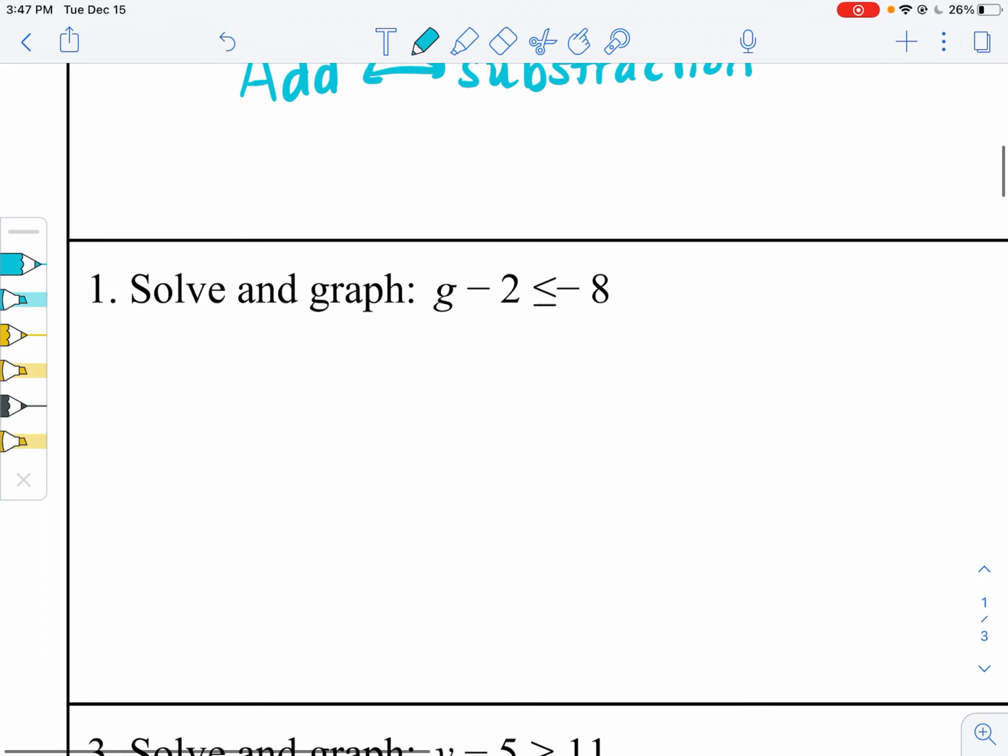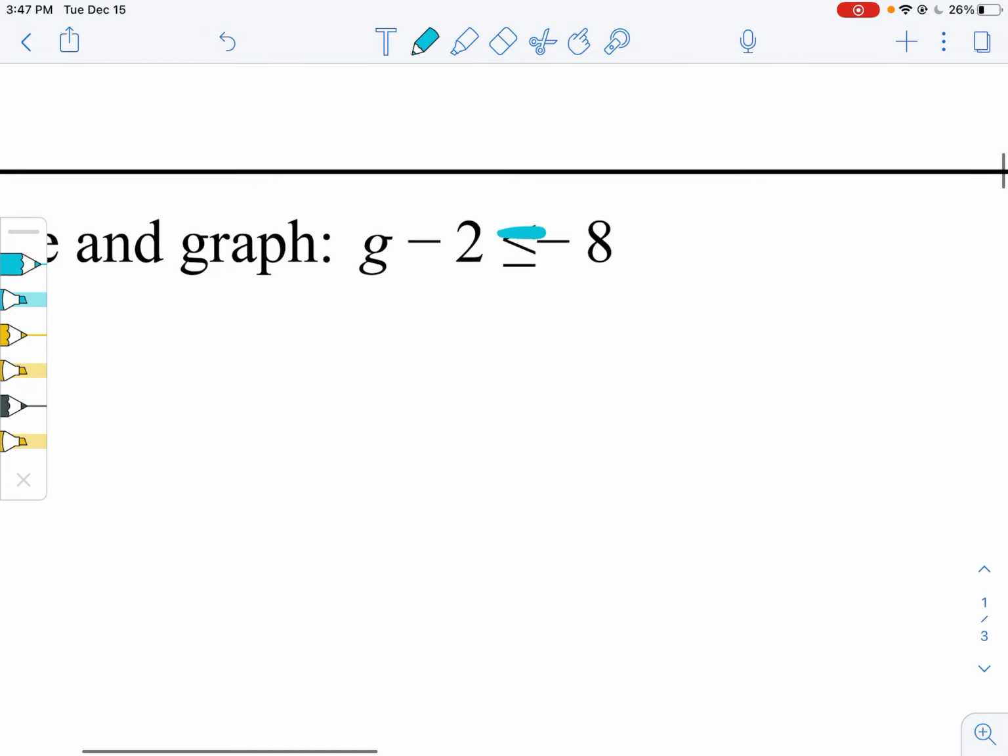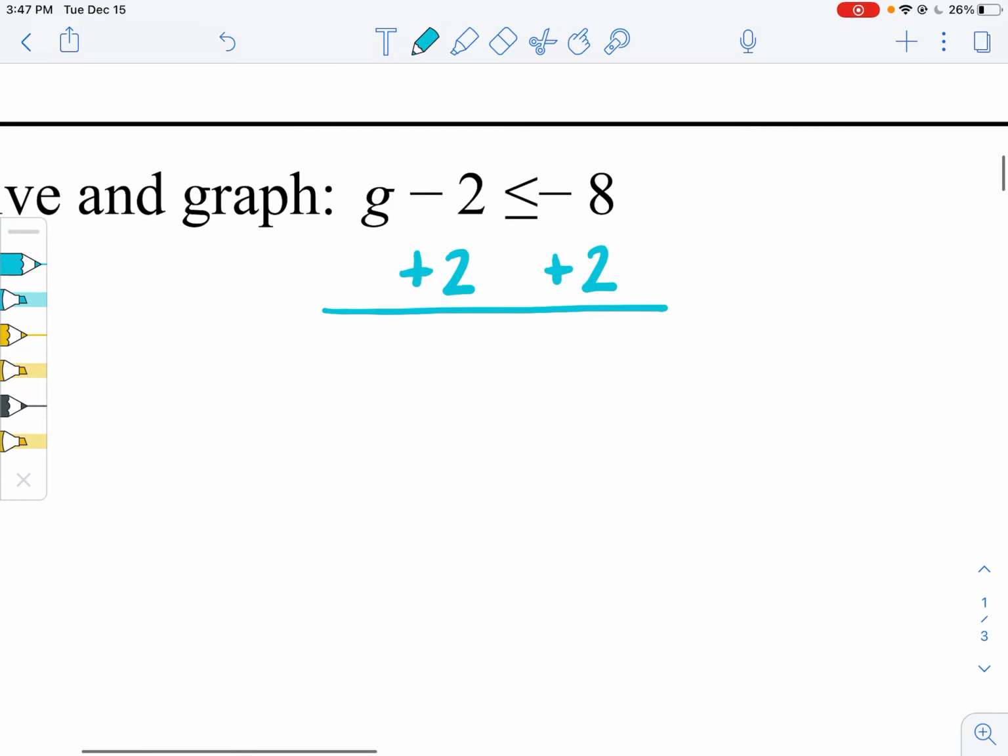So what we're going to do, if it helps, is envision your inequality sign to still be your equal sign. Now, I wouldn't write it, but just envision it, okay? And we want to get the g by itself. Right now we have g minus 2. So to undo that subtracting 2, what we're going to do to both sides is add 2. Okay? And our negative 2 and plus 2 cancel, leaving g. And we are left with less than or equal to negative 6.